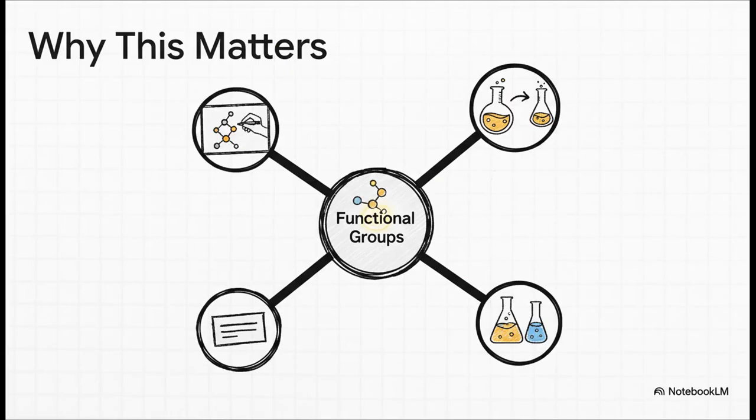So, why does any of this matter? Well, because by understanding functional groups, chemists can predict how new medicines might work. They can understand why some things mix and others don't. They can create a universal language for naming compounds. And, maybe most importantly, they can design entirely new molecules from scratch.